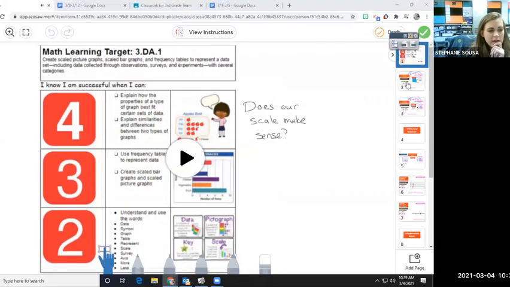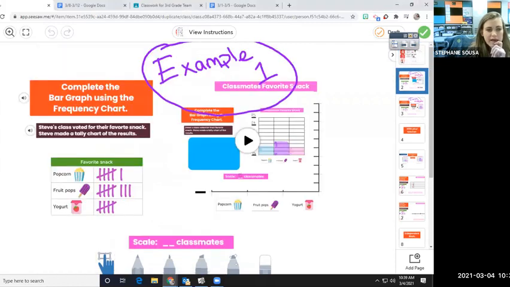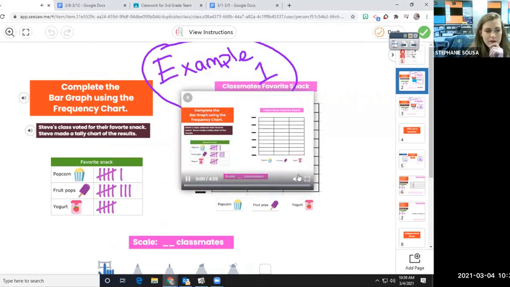All right, so looking at does our scale make sense? That is our goal for today. Here is an example of, I apologize, not what a scale is, you guys know that, but of why we need to have scales that make sense with the data that we are given.